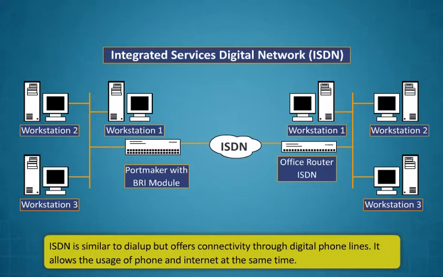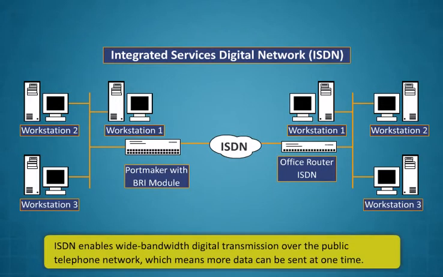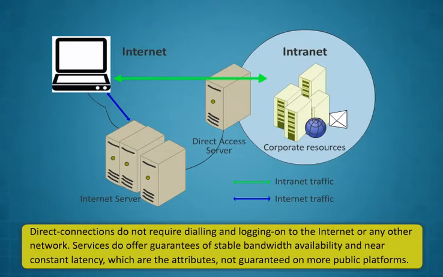Integrated Services Digital Network, ISDN. ISDN is similar to dial-up but offers connectivity through digital phone lines. It allows the usage of phone and internet at the same time. You need an external modem to use this network. ISDN enables wideband with digital transmission over the public telephone network, which means more data can be sent at one time.